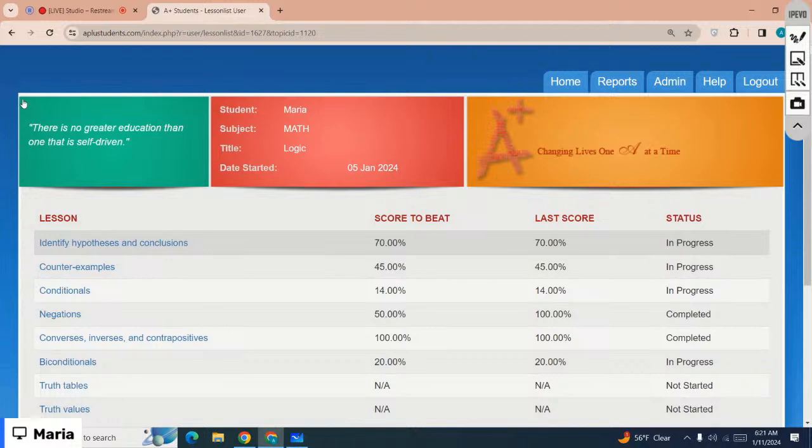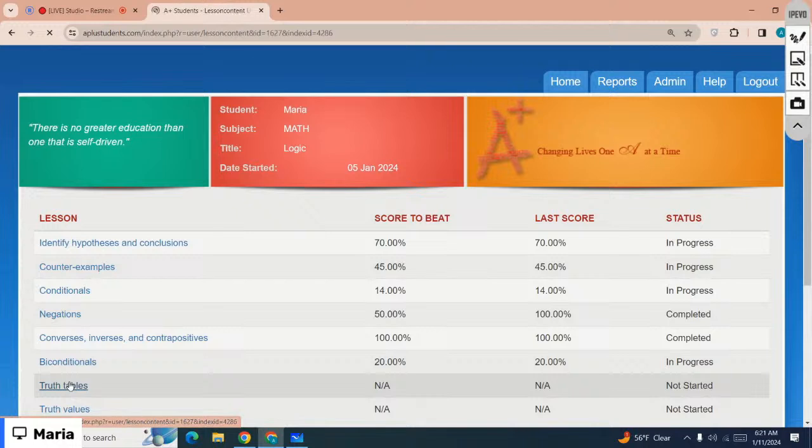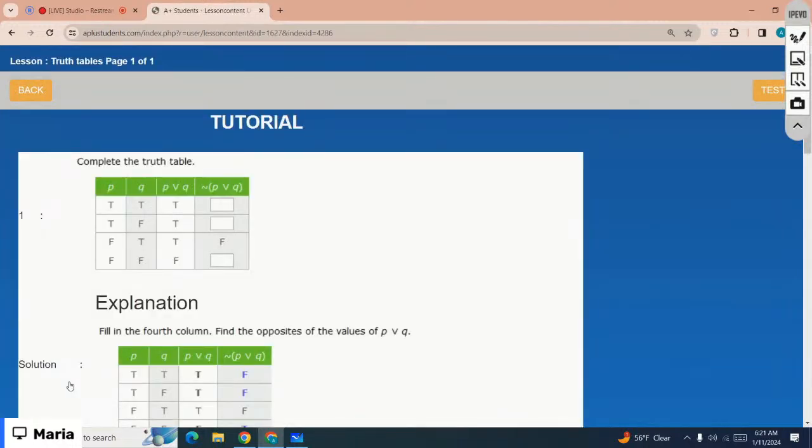The next lesson is truth tables. Complete the truth table, right? You are given a truth table, and you have to complete it. Let's understand what truth tables are and how we make them. You are given three of the columns. The fourth column has some missing values. Let's see how we complete them.